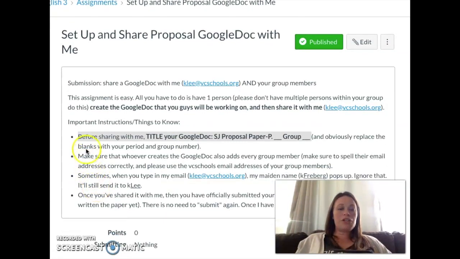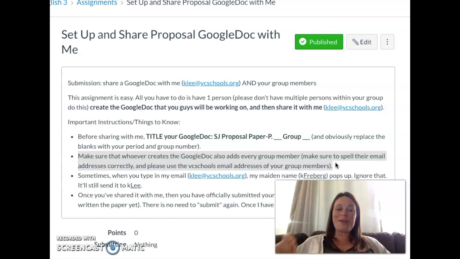Number 2, make sure that whoever creates the Google Doc also adds every group member, and make sure to spell their email addresses correctly. Please use VC School email addresses, but again, please make sure that you actually spell your friends' names correctly. All right, and for my email, obviously I don't have a number, okay, so it's not Kaylee21, but for you guys, you do. So again, make sure that you get that taken care of.